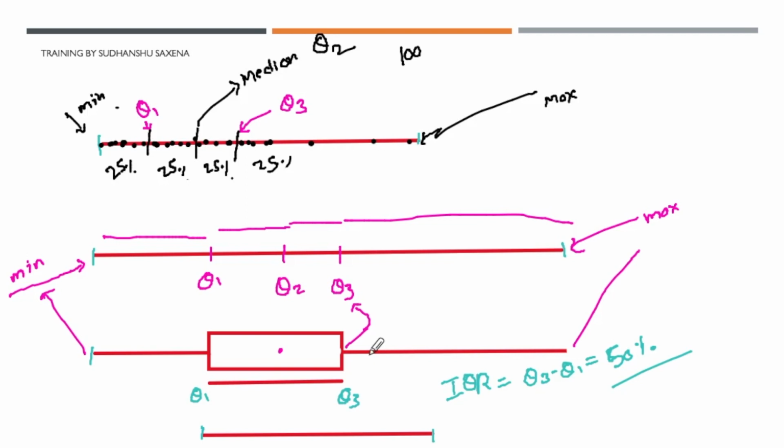If I just pick up the difference between the 75th percentile, or 75% of my data, and 25% of my data, where is my 50% of the data lying? This is called the interquartile range. If I know the interquartile range, then I know most things about my data.